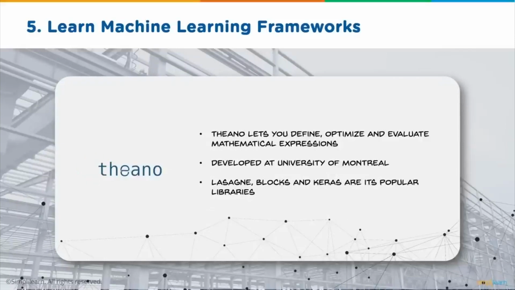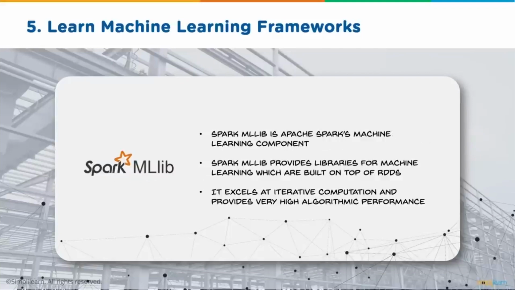Now let's look at Theano. Theano helps you define, optimize, and evaluate mathematical expressions. It was developed in the University of Montreal. Lasagne, Blocks, and Keras are its most popular libraries. Now let's look at Spark ML library. Now this is Apache Spark's machine learning component. It also provides libraries for machine learning which are built on top of RDDs or resilient distributed datasets. It's very good at providing iterative computation and provides very high algorithmic performance.